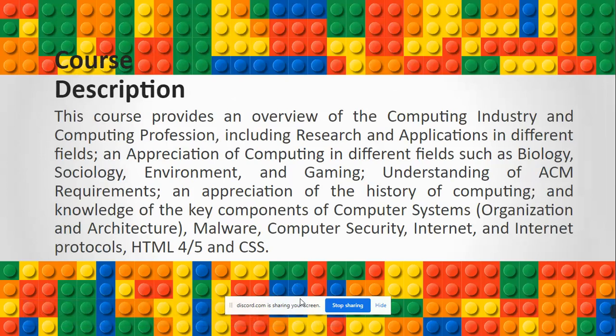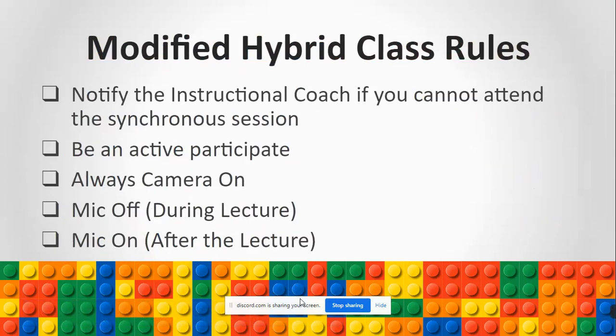We still have the same course description as I've read before. Let's proceed now with the modified hybrid class rules. Notify the instructional coach, which is me, if you cannot attend the synchronous session. Be an active participant. That's not participate, that's participant. That's why I'm going to use the wheel of names so that everyone can participate. Always camera on during our class, mic off during lecture, and mic on after the lecture.